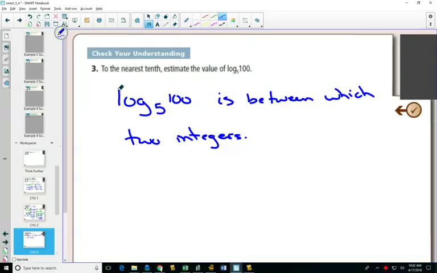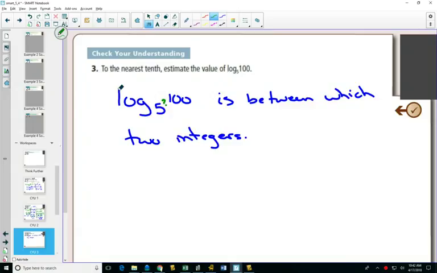And it's really asking you, do you know what a log means? So again, log 5 of 100 is really asking you, 5 to what power is 100? To what exponent is 100? Well, 100's not on our powers chart for 5.